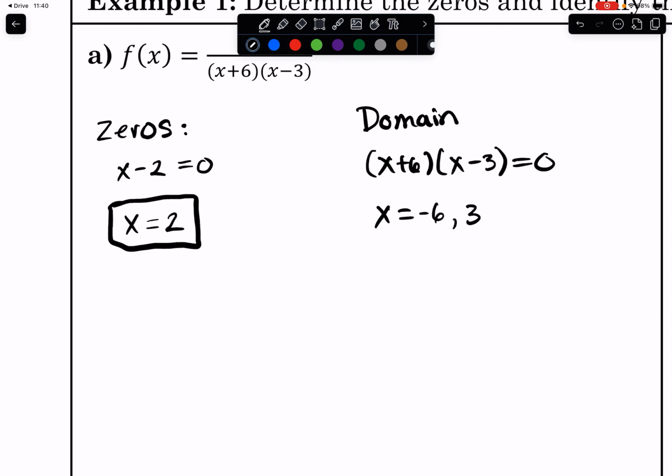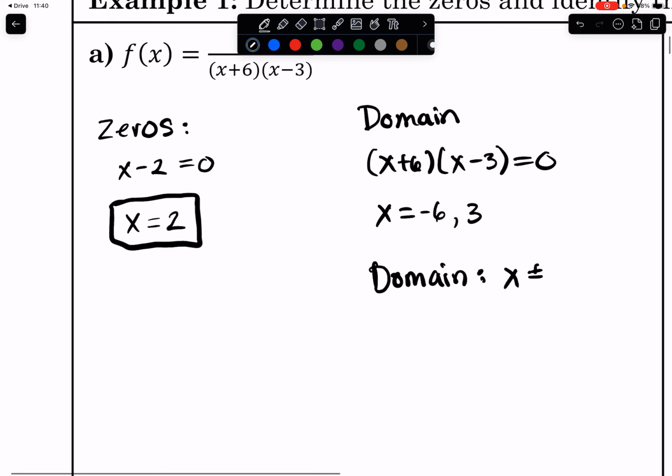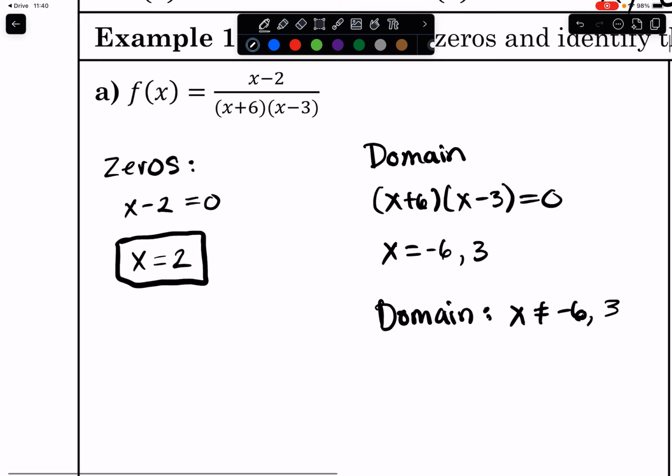So for this example, our domain is going to be all of the x values with the exception of these two numbers. So x cannot equal negative 6, nor can it equal positive 3. That's going to be our domain, meaning that we can pick any number that we want for x with the exception of those two.